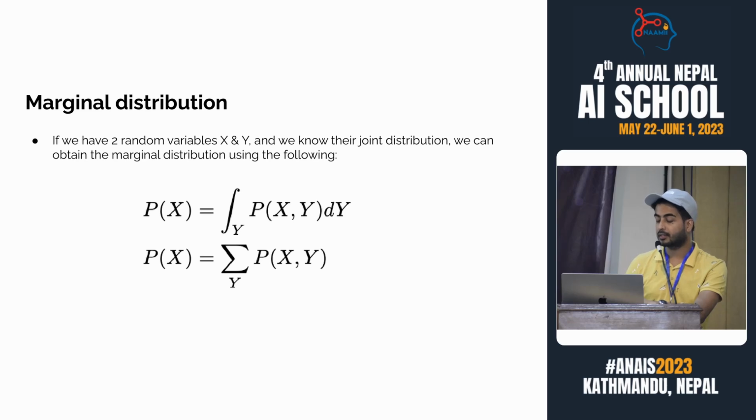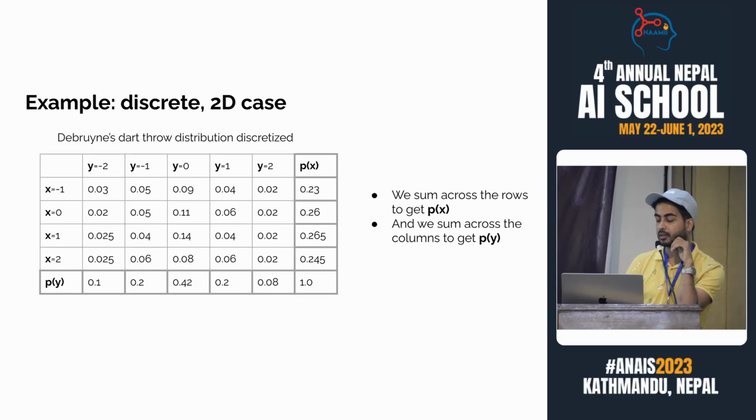If the marginal distribution of X is this function, you integrate out Y basically. For the discrete case, we just did it. I'm not going to spend too much more time. I can show you an example.